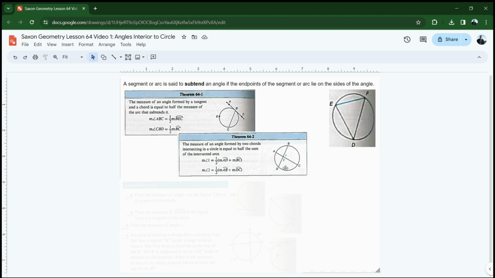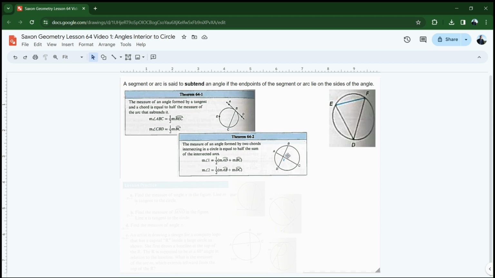So if I want to know the measure of angle 1, I could figure out the measure of arc BC and the measure of arc AD, add them together. That's what the formula here shows. I add those together and then multiply by 1/2. That gives me the measure of angle 1.